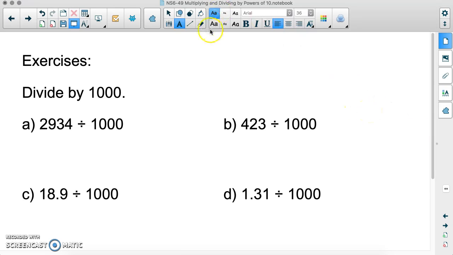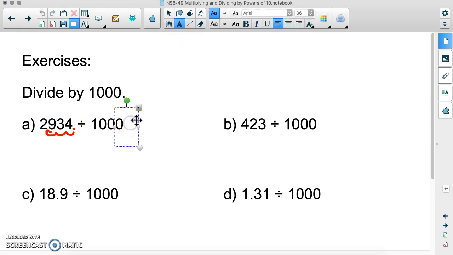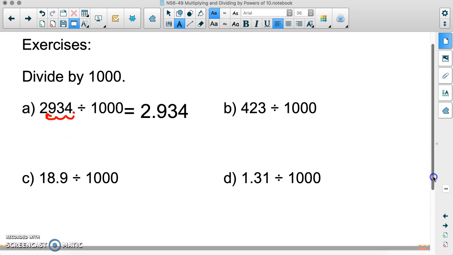We'll do A together. I'm going to move that decimal place 3 places to the left. Currently in 2,934, there is no decimal, so I need to put it at the end of the number. Then I can move it 3 places. 1, 2, 3. The decimal is going to end up right here. So that is going to equal 2.934. I want you to complete B, C, and D on your whiteboards, and then you can resume your screencast when you're ready.